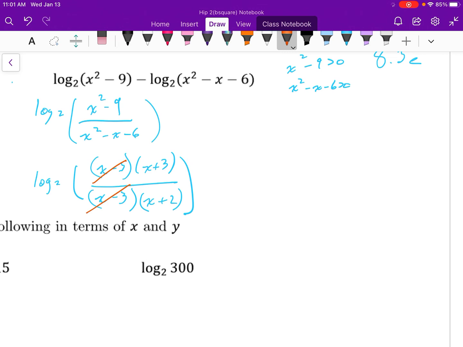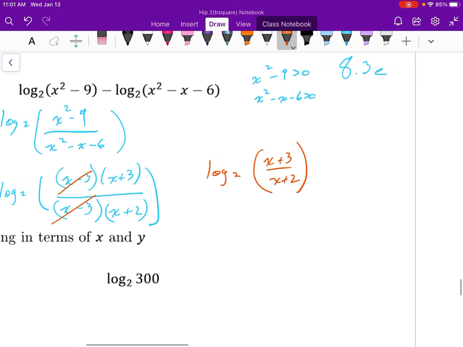And in our argument, what we see is that there exist common factors of x minus 3, so I can cancel this out. So really, this just simplifies to log base 2 of x plus 3 divided by x plus 2.